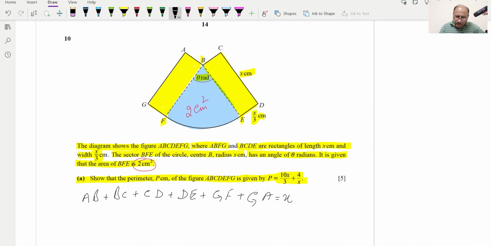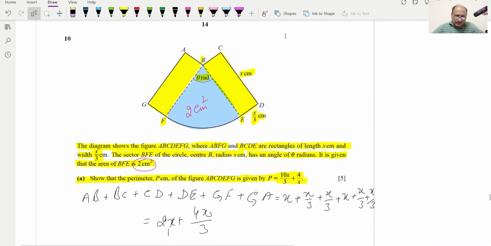And these 6 sides will be what? This will be x plus x by 3 plus x by 3. This will be for one rectangle, and for the second rectangle, x plus x by 3 plus x by 3. This will be for the second rectangle, and we can rewrite it as 2x plus 4x over 3. This will be these 6 sides, but further we have to add this sector which is FE.